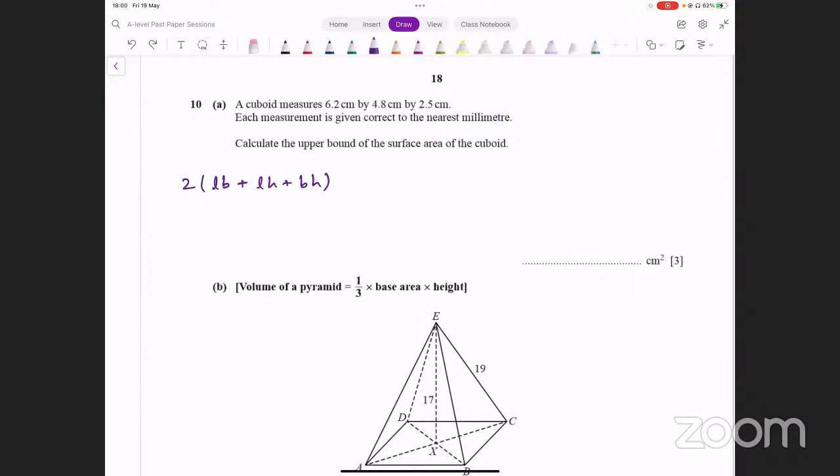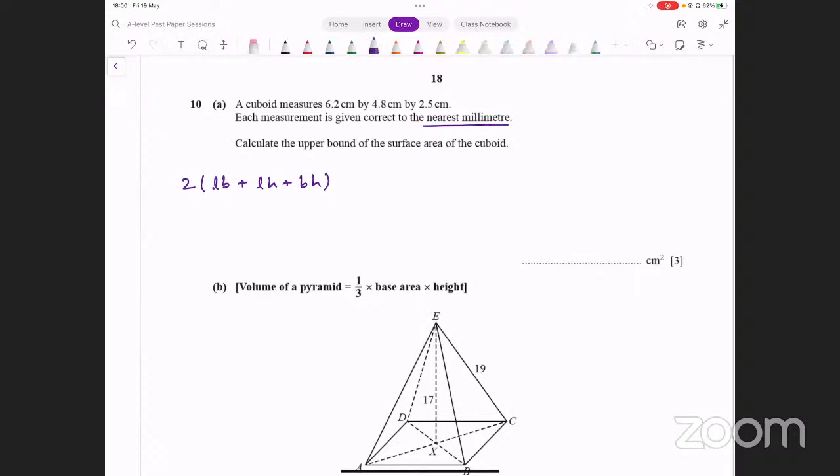Upper bound of the surface area, इसका ये मतलब नहीं है कि आप पहले surface area निकाल लें और उसके बाद आप उसकी upper bound निकालें. आपको क्या करना है, पहले original lengths की upper bounds निकालनी है. 6.2 की upper bound, 4.8 की upper bound और 2.5 की upper bound, because measurement तो lengths की है. measurement आपने area की नहीं की है, measurement आपने lengths की है, और वो measurement जो हैं they are given correct to the nearest millimeter.